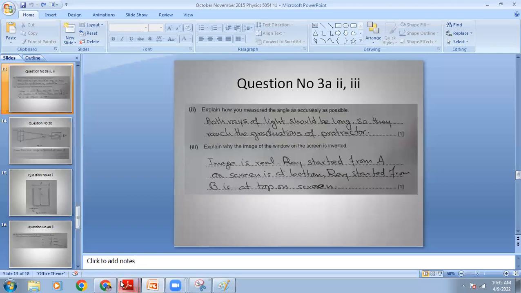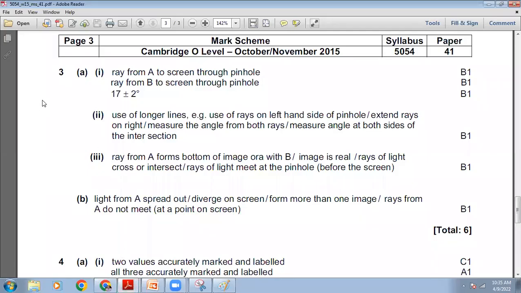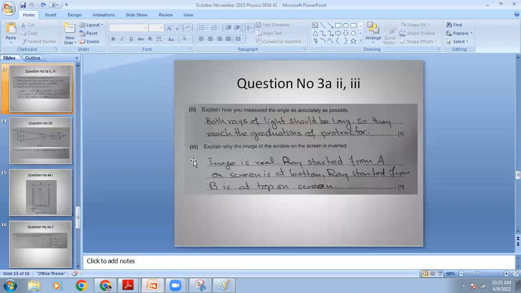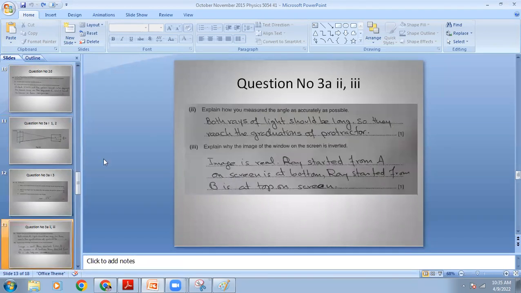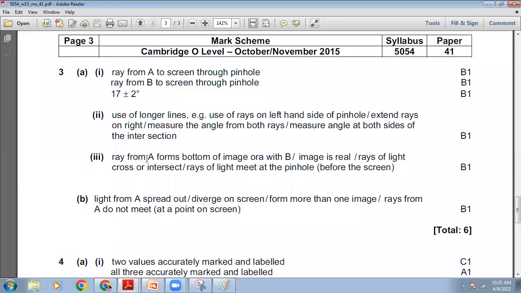So let me check the marking scheme. The marking scheme says to use longer lines, for example, use of the rays on the left hand side of the pinhole, extend rays on the right, measure the angle from both the rays. You can also measure the angle from both the sides. What do I mean by both the sides? Let me show you. Measure the angle here and also measure the angle here. Both the angles will be the same. They are vertically opposite angles. So our answer is right.